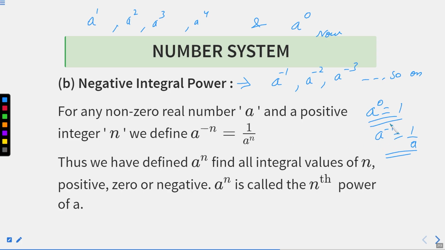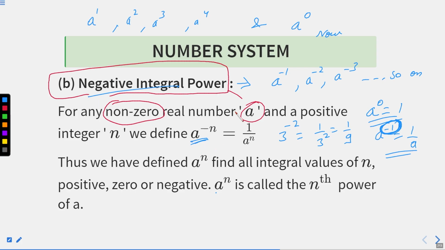So now here what I had used was the negative integral power. So we define a to the power minus n is equal to 1 upon a to the power n. For example, 3 to the power minus 2 is equal to 1 upon 3 squared, which is 1 upon 9. Okay, I hope this is clear. Now, keep one thing in mind, that a is non-zero here. In the previous note we emphasized that a must be non-zero. So here also, in negative integral powers, a must be non-zero. Okay, I hope this is clear.